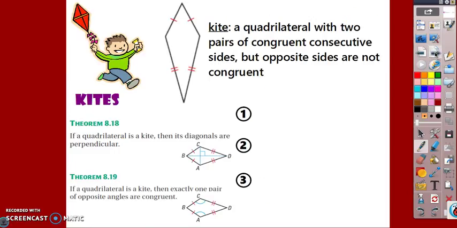Kites. Let's whip through this. A kite looks like that. And it's a quadrilateral with 2 pairs of congruent consecutive sides, but opposite sides are not congruent. That just means that you have to have 2 in a row that are congruent, and then the other 2 in a row congruent, but not the same congruent. Otherwise, if all 4 were the same size, it would be a rhombus. So property 1, 2 pairs of congruent consecutive sides.